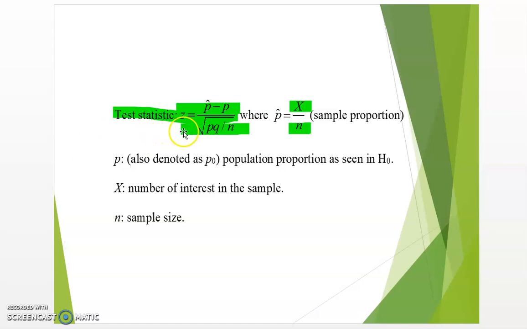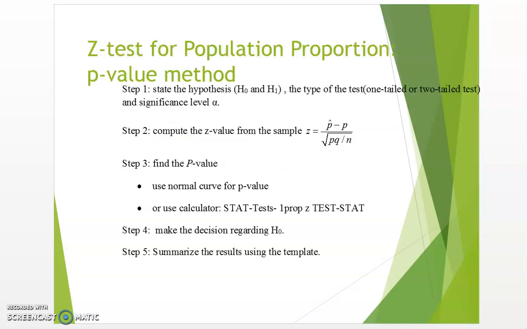So that's for the test stat. And once you have the test stat, we can look for the p-value. This is the general flow chart, the 5 steps you carry out for the z-test for population proportion. Step 1 is stating the hypotheses, null and alternative, the type of test, whether one-tailed or two-tailed, left-tailed or right-tailed, and the significance level, which is alpha. Step 2, compute the test stat z value from the sample. So z is p hat minus p over the square root of pq over n. Step 3 finds the p-value.